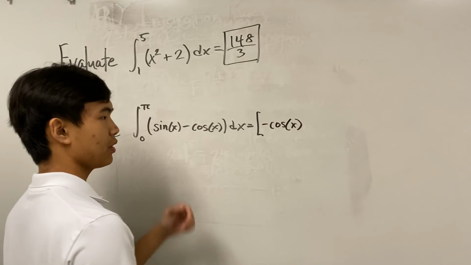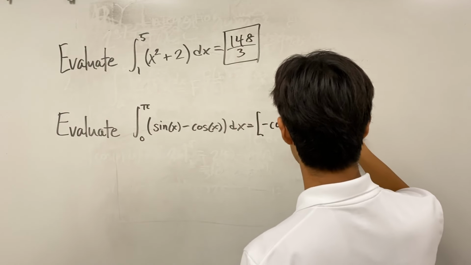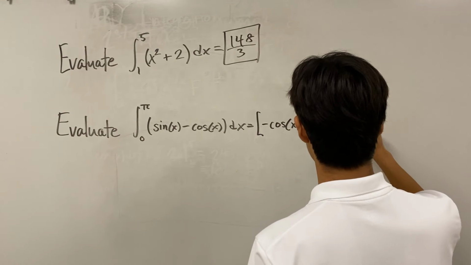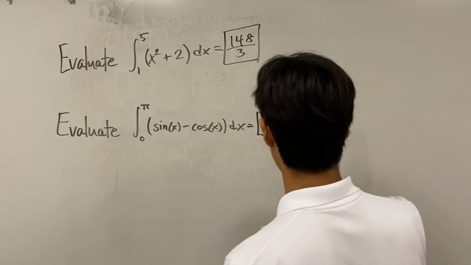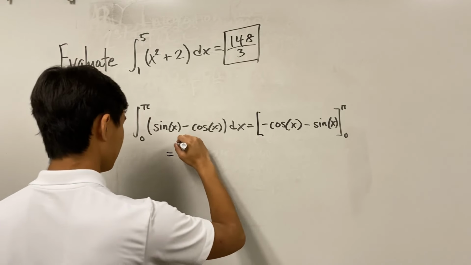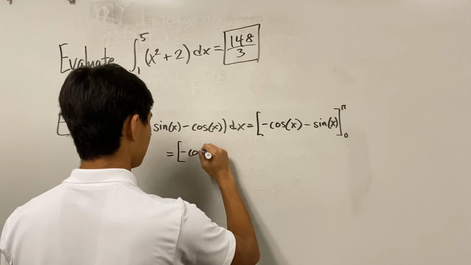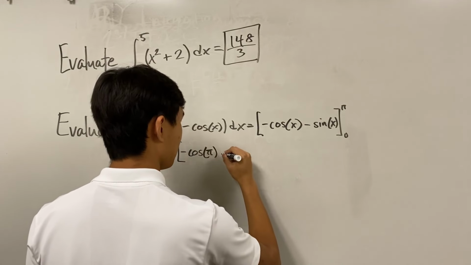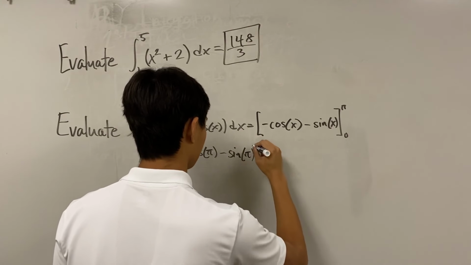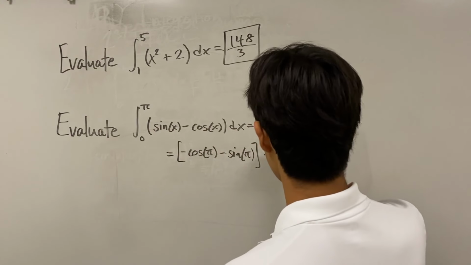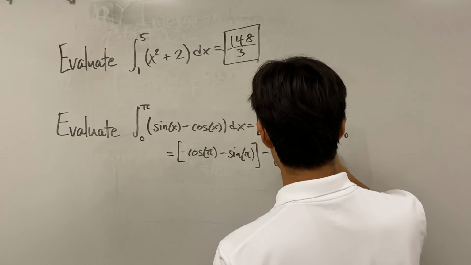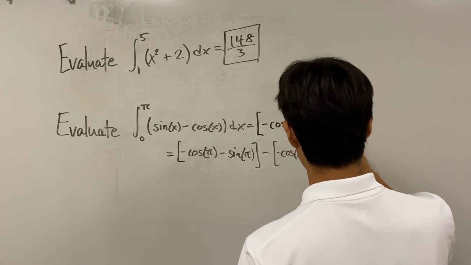and the integral of cosine is sine. And we're going to evaluate this from 0 to pi. When we do this, we get negative cosine of pi minus sine of pi, and all of this minus negative cosine of 0 minus sine 0.